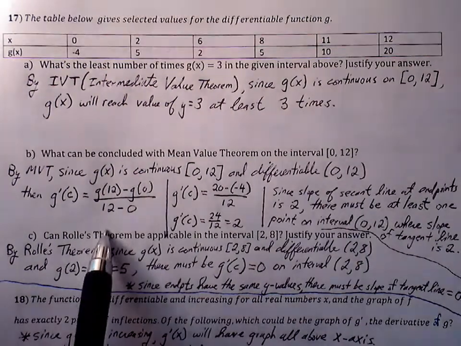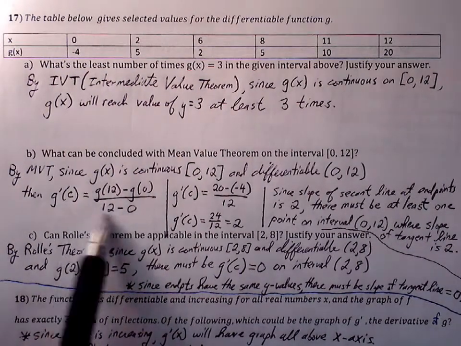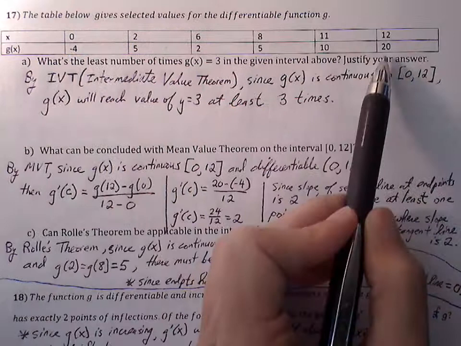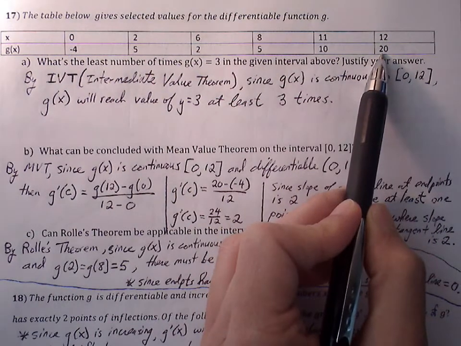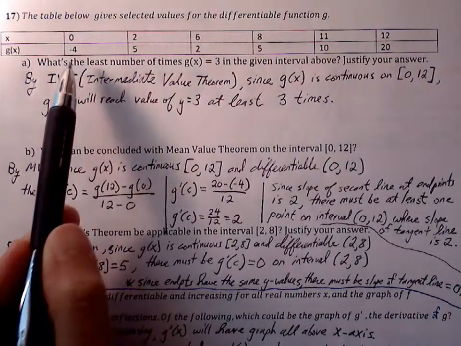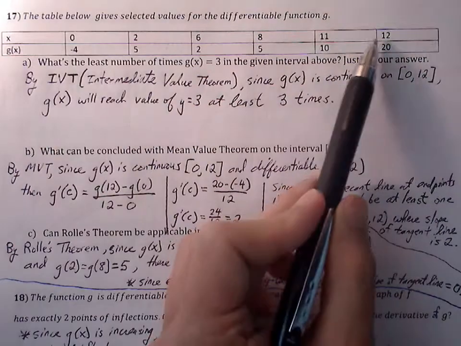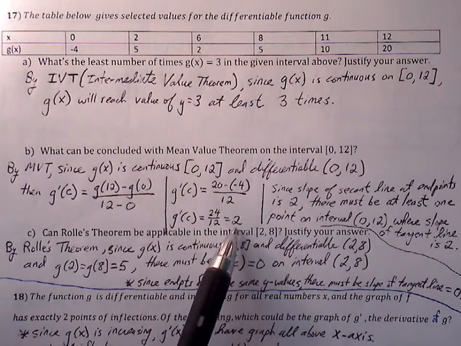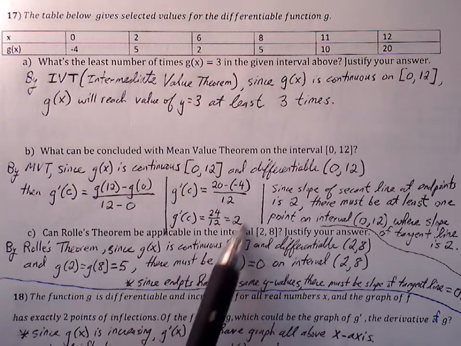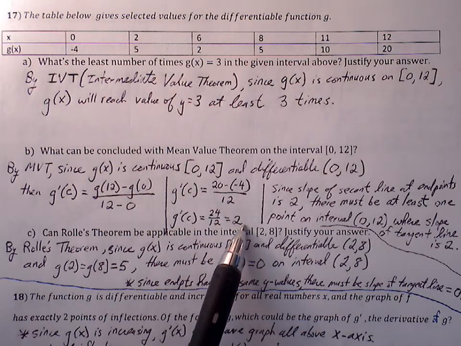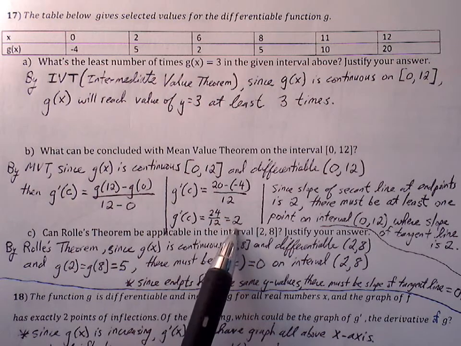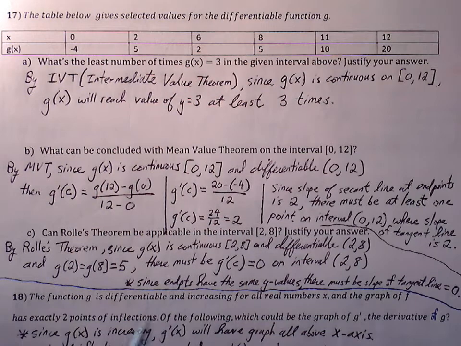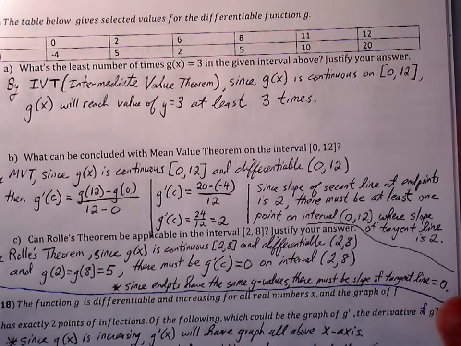So here's our slope formula, change in y over change in x. So that's going to be y value 20 minus -4, divided by change in x, 12 minus 0. So we get 24 over 12, which is 2. So we know that because the slope between the endpoints has a steepness of 2, there must be at least another point on the graph where there's a slope of 2.